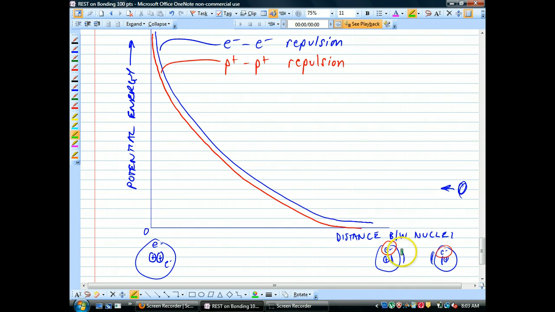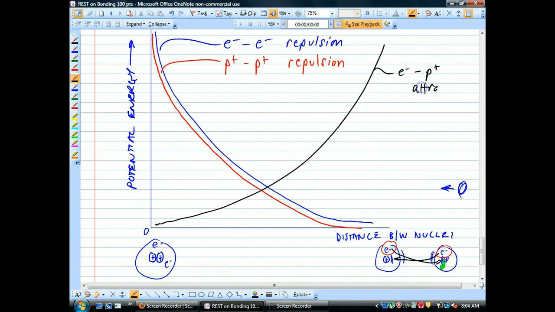Let me use a different color here. And it's going to look like this. In other words, if it's attractive, it's like two magnets attracting each other. We say the lowest potential energy is when they're together, and then it gets greater as they go apart. So this one here is going to be electron to proton attraction.